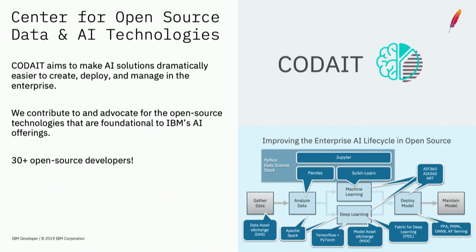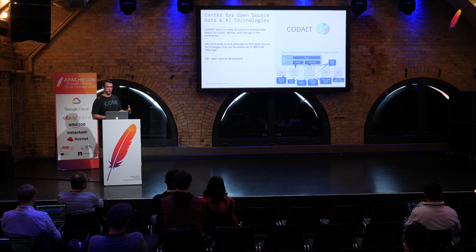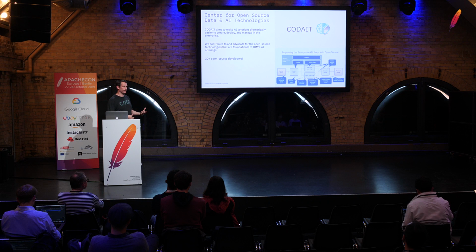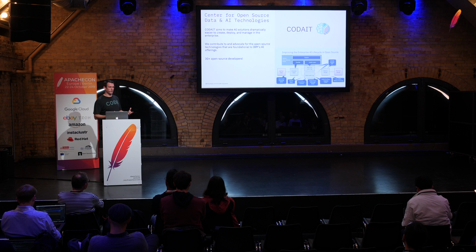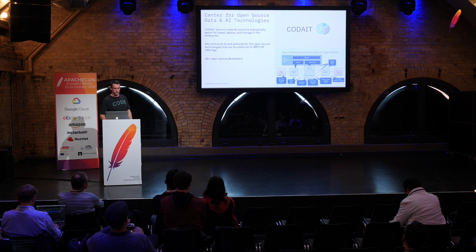So this encompasses the Python data science stack, more recently deep learning models and frameworks. Of course, Apache Spark is still a big part of that. Some projects that I work on, the Model Asset Exchange and Data Asset Exchange, are around open curation of deep learning models and open data sets. And more recently, a lot of focus around model serving in terms of open standards and frameworks, as well as tackling fairness and trust in AI, so explainability, adversarial robustness, and fairness. So we work on all of these different projects, and we're around over 30 open source developers.